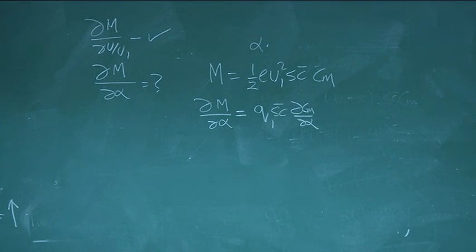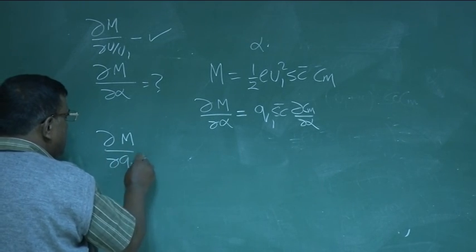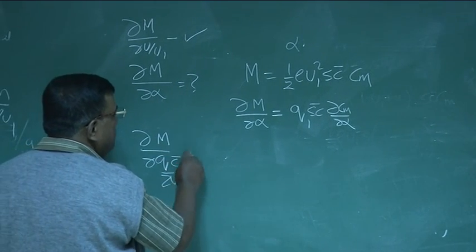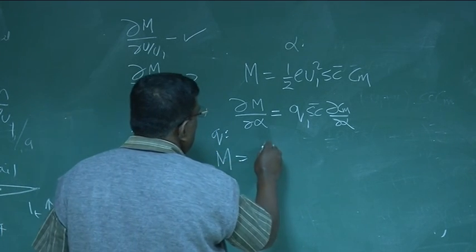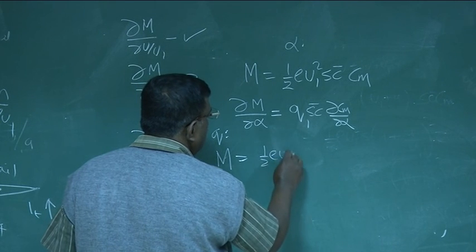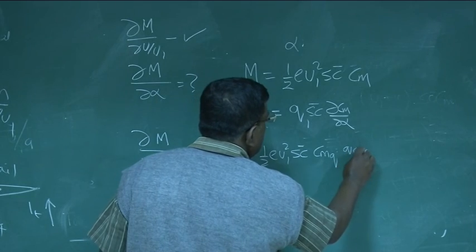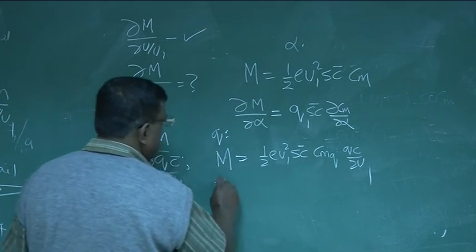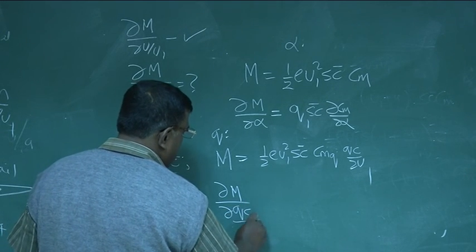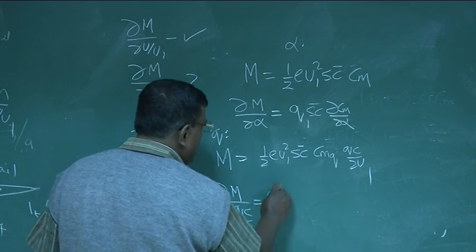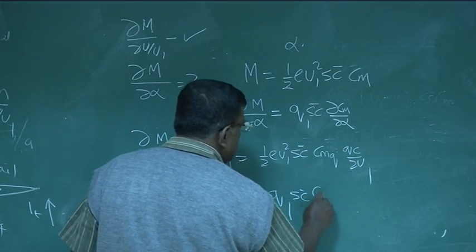Right? So that also we get. Now we want to find out dM/d(qc̄/2u1). Very simple. We will write this is the q derivative. So M will be half rho u1 squared S c̄ into Cmq into qc̄/2u1. So dM/d(qc̄/2u1) will be equal to q1 because I'm evaluating at steady state. These are routine things now for you. So this is Cmq.